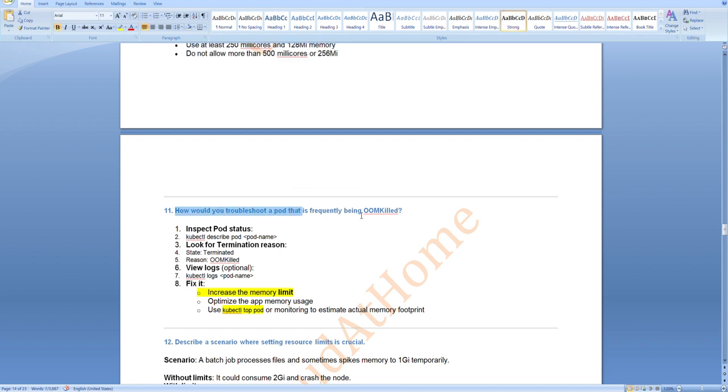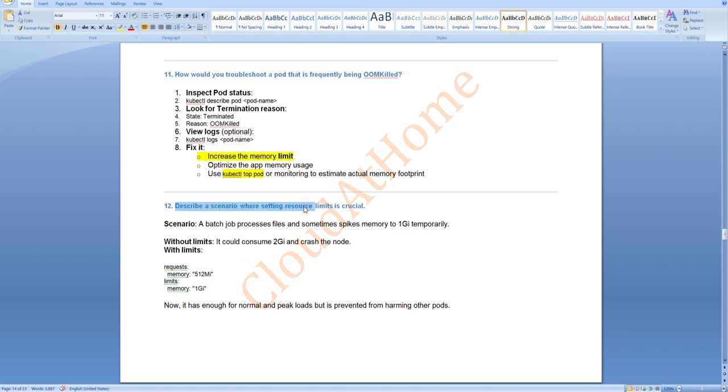How do you troubleshoot a pod with frequently killed OOM? Okay, so in this case, let's say if your memory limit is crossed, I will show everything in the demo as well, but you need to write this command: kubectl describe pod, your pod name. Okay, then you will see your state. You can check the events as well, and then you can check the logs as well, and based on that, if it is OOM killed, then definitely you need to go and increase your memory.